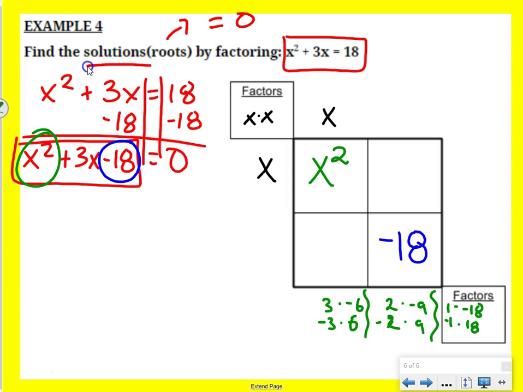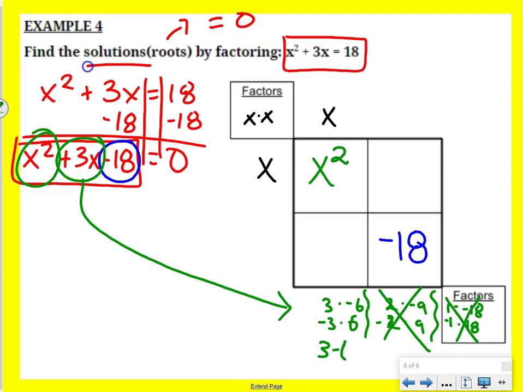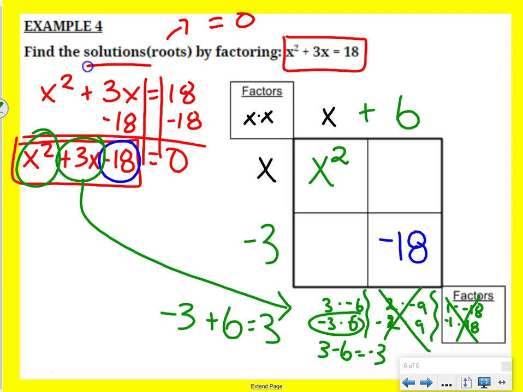All right, so we have to pick the pair that would make 3x. Which pair is going to make 3x? Well, it's not the 1s and 18s. 2s and 9s would make 7, or negative 7, so that's not right. 3 and negative 6, 3 minus 6 would be negative 3. We don't want negative 3, we want positive 3. So we're going to take negative 3 and 6, because negative 3 plus 6 equals 3. Those are our factors. Negative 3 goes here, positive 6 goes there.